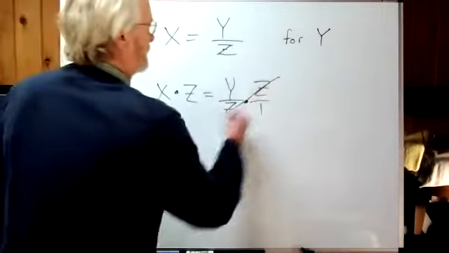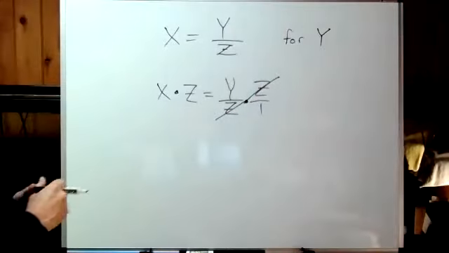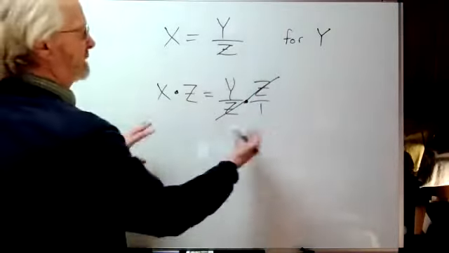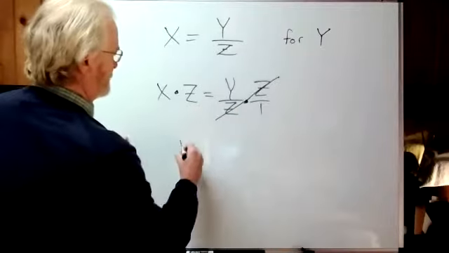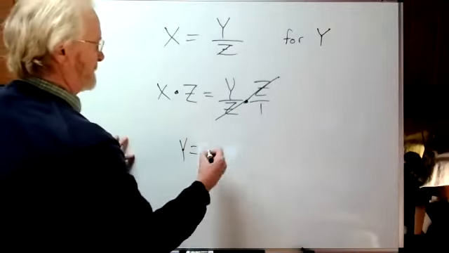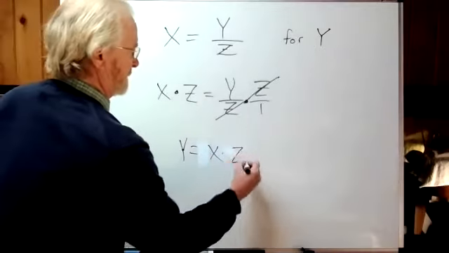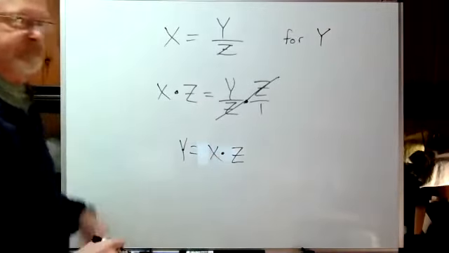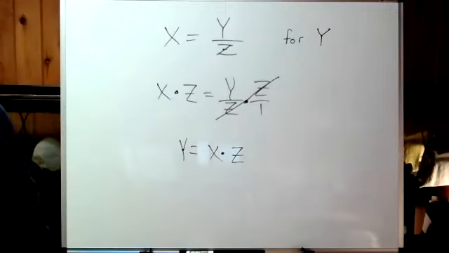Here they go away, right? I did that on purpose to cancel. So my Y value, and I'm going to kind of flip it around, okay, do Y first, is now the product of X and Z. Just turned it around.